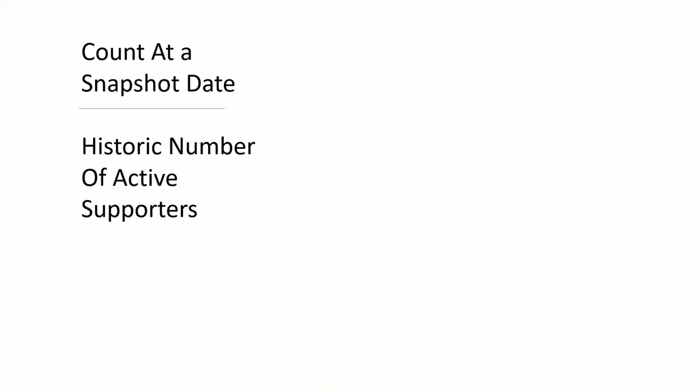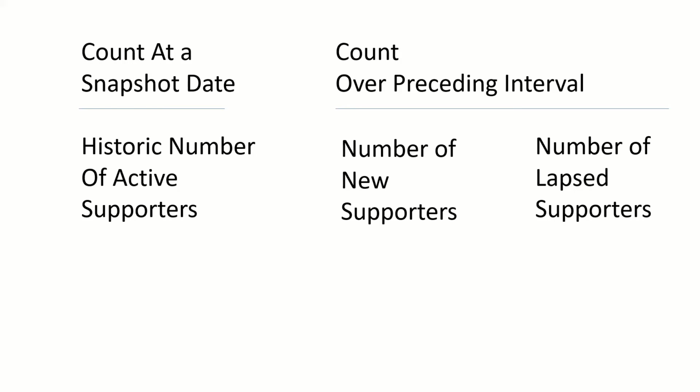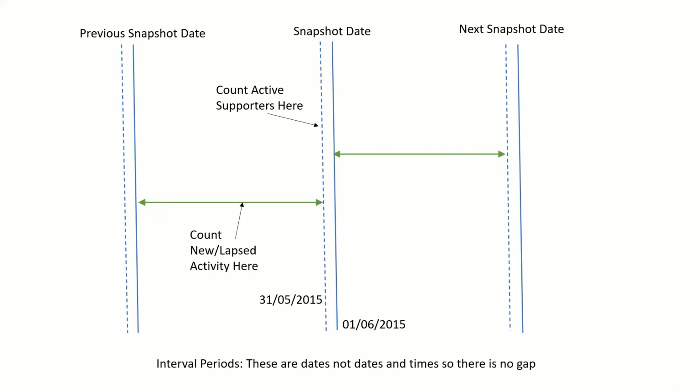So the main metric that we are counting is the number of active supporters going into a snapshot date, as mentioned, and that might be all you want to do, but to explain the change in the size of the file, it could be useful to show the activity over the preceding interval, that is, to show the number of supporters who entered the file and the number of supporters who left the file just prior to that snapshot date.